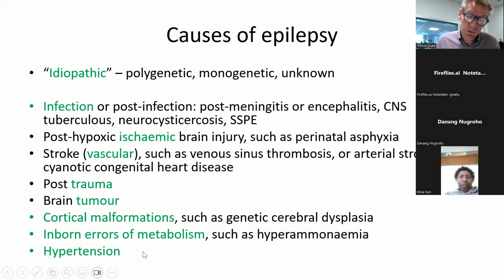And then there's some metabolic causes, and don't forget hypertension. I've seen many children that have seizures related to high blood pressure, perhaps because of nephritis or some other renal problem, sometimes because of steroids or other medications they may be on. And so think of hypertension and measure the child's blood pressure. But so infection, hypoxic ischemic, vascular, trauma, tumors, cortical malformations, some inborn error of metabolism, and hypertension. They're the main causes of epilepsy.